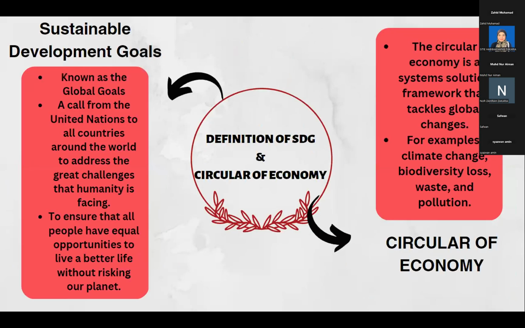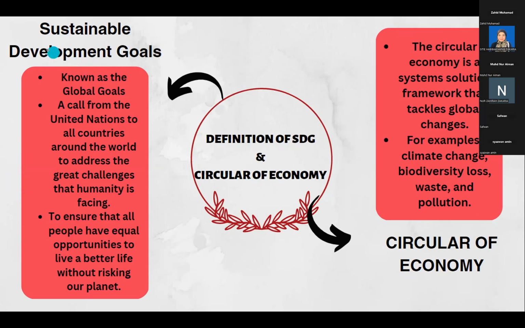This is the definition of sustainable development goals and circular economy. Sustainable development goals is known as the global goals, a call from the United Nations to all countries around the world to address the great challenges that humanity is facing. This is to ensure that all people have equal opportunities to live a better life without risking our planet.